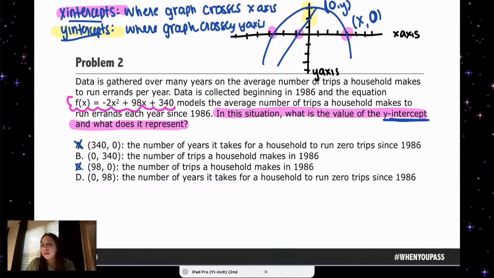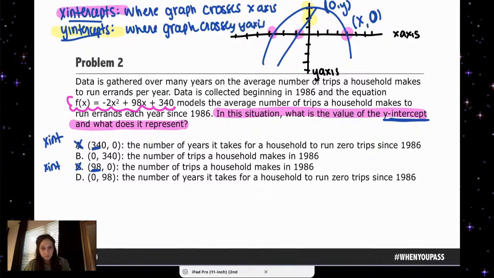Doing some preliminary elimination is really, really important, especially because the words that they put next to those are going to sound really, really convincing. They're going to make you think that that's what you should pick. So if you can eliminate because these are actually x-intercepts, then you don't even have to worry about the value or about the words, okay?